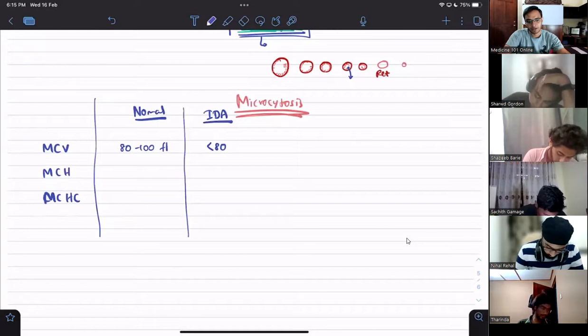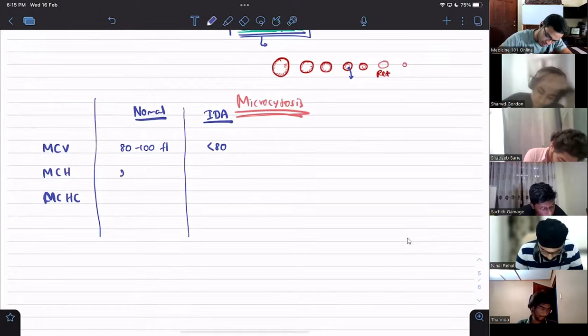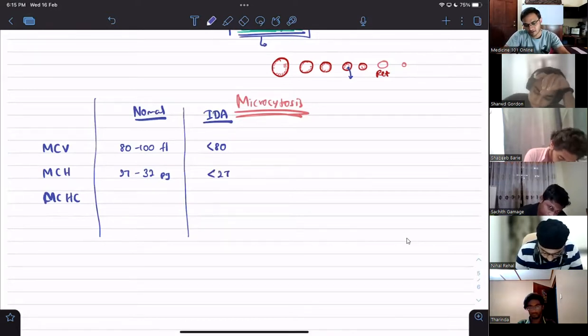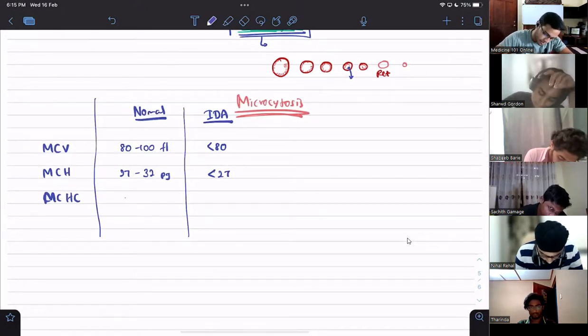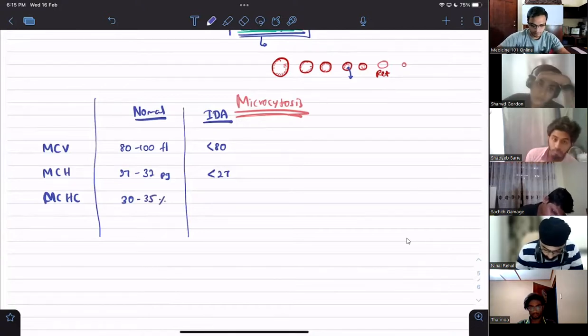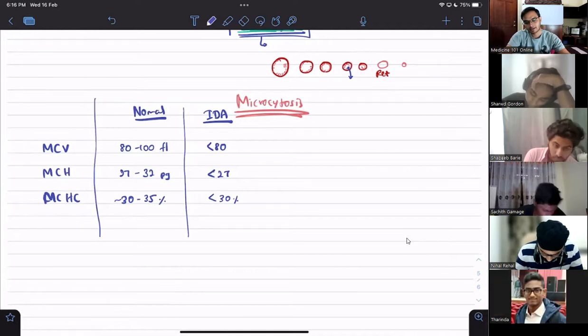Less than 80. Mean corpuscular hemoglobin in picograms, guys. We say usually the range is about 27 to 32 picograms. In iron deficiency anemia, it's less than 27. And then mean corpuscular hemoglobin concentration, this is about, we say, 30 to 35%. And in iron deficiency anemia, it's less than 30%. Okay, all right.